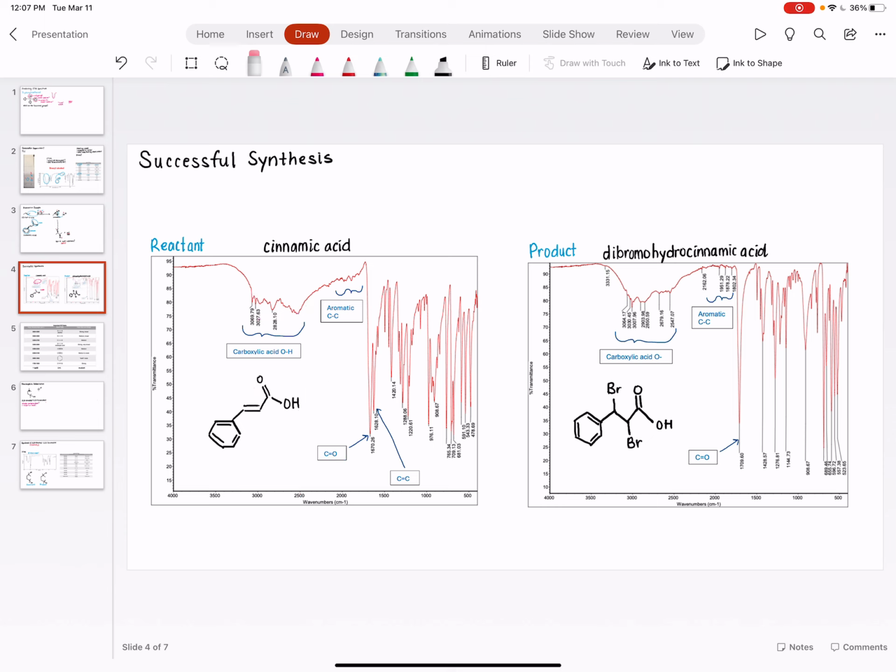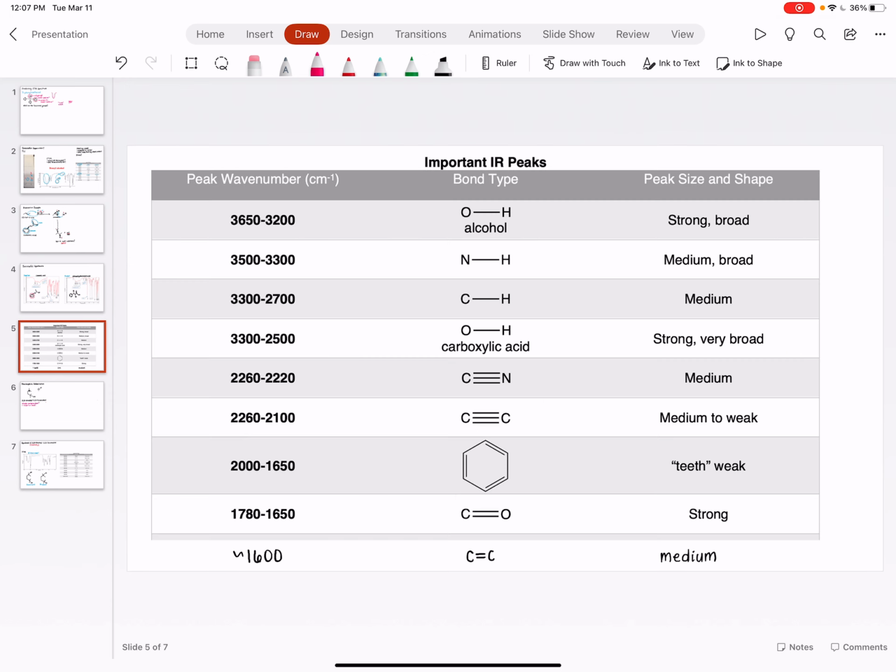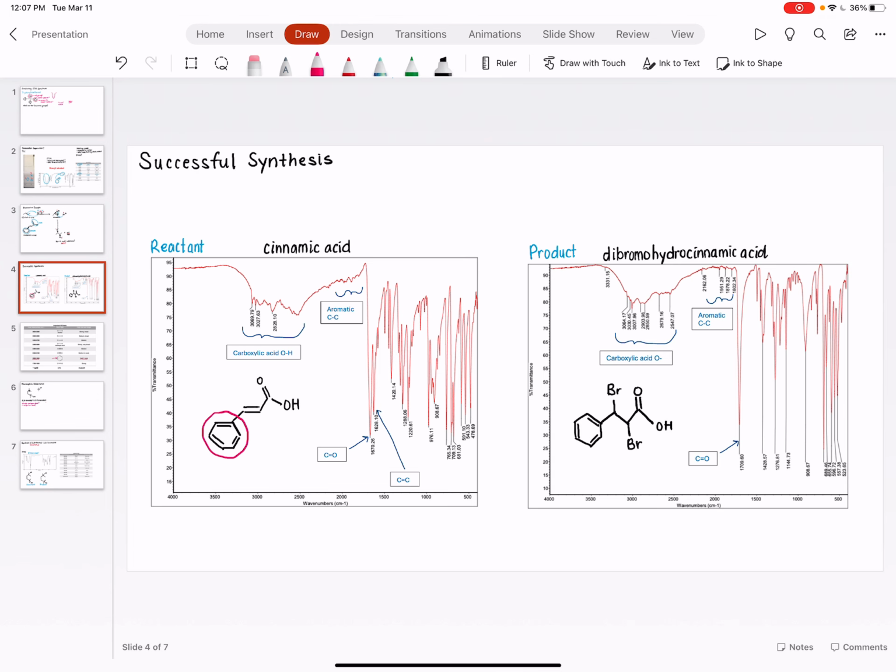Next, I see a benzene right there. And if we flip over to our table, here's our benzene from 2,000 to 1,650, and we know that it's teeth and weak, so very distinct characteristic there. So flipping back, I can see from 2,000 to 1,650, right around there. If I look up, I see those teeth, and it's very weak compared to the other peaks on this spectrum, so that is a key point to look for.